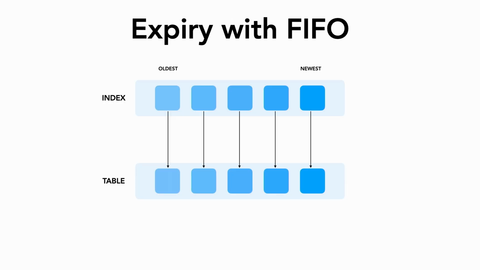And let's just have a look at how that looks. So we've got a cache here, we've got the index, we've got our table. Everything's nicely and neatly ordered.